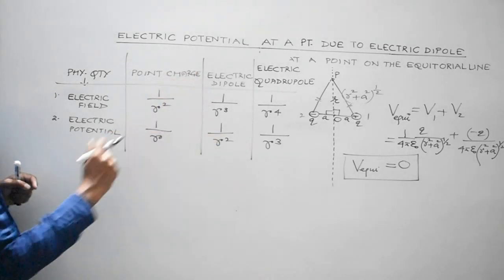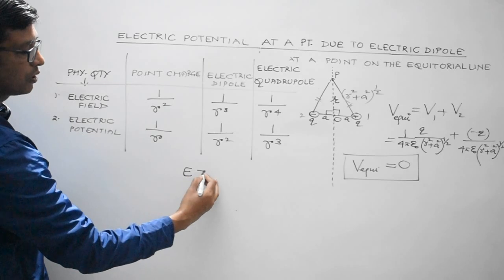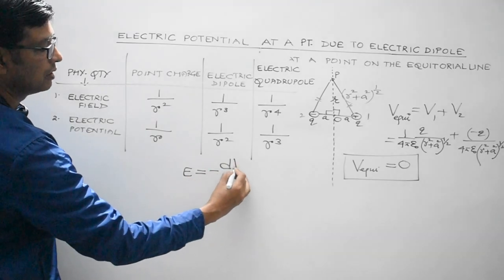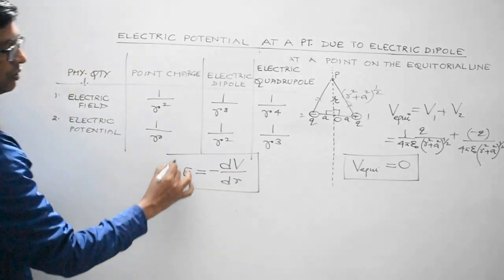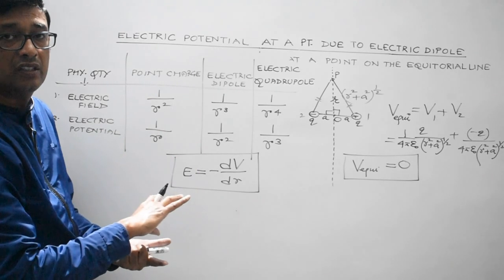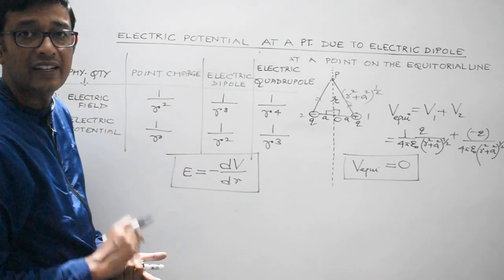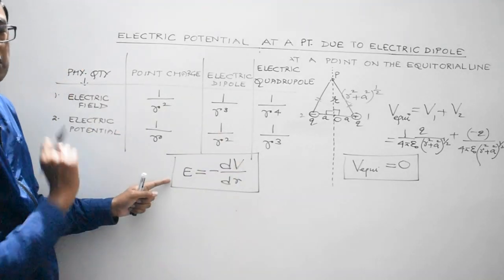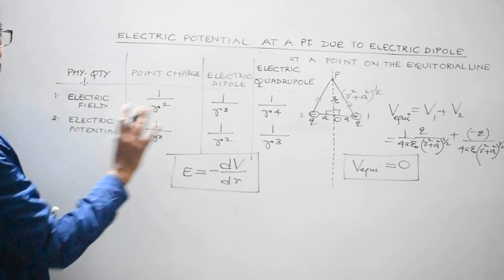The relationship between them can be derived from this particular expression, E equals minus dV by dr. So in any numerical in which potential is given, the electric field can be calculated, or vice versa. If the variation of electric field with distance is given, then the potential at a point can be easily calculated only by using this particular formula. These relations can be easily derived from this formula.